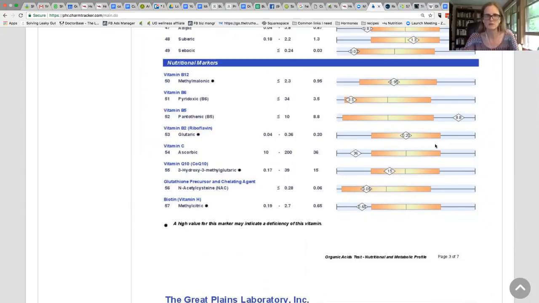And oftentimes if you see impairments in some areas, it could be because you don't have the nutrients needed. As we look at this, if you put your mouse over that asterisk star next to some of them, a high value will indicate deficiency for those and not for the other ones. So only the ones that are indicated.